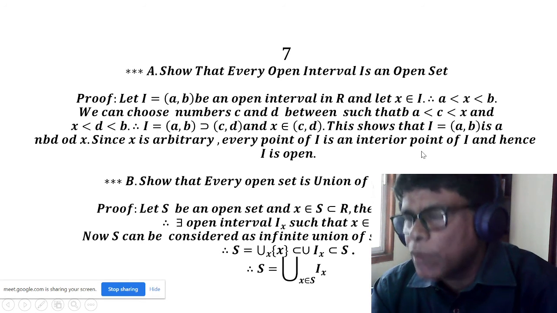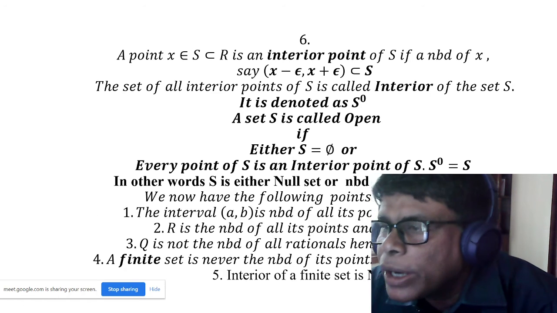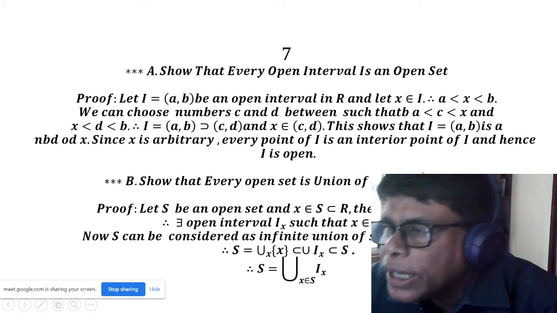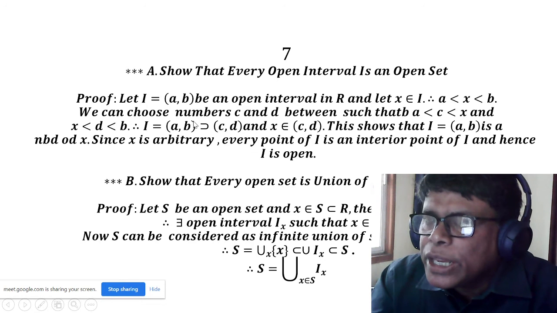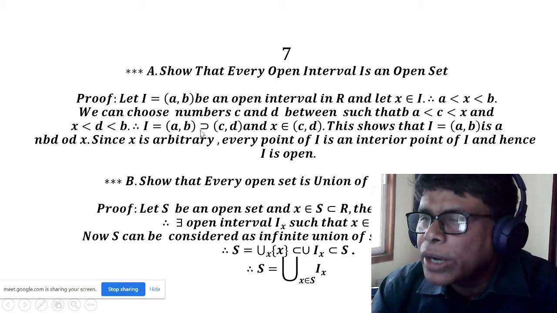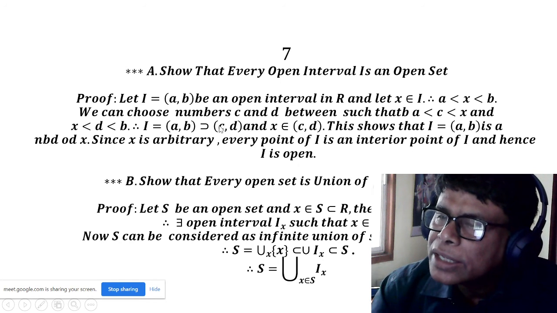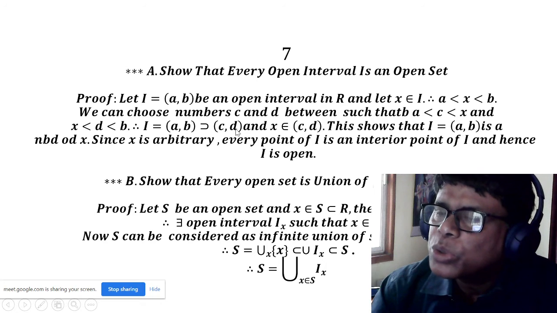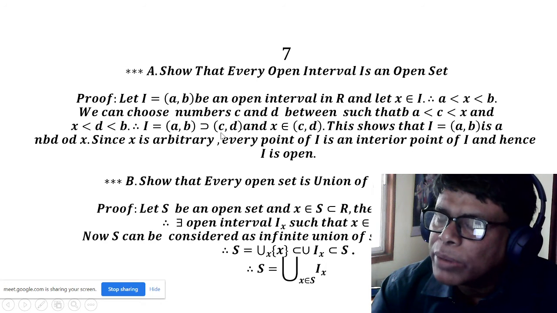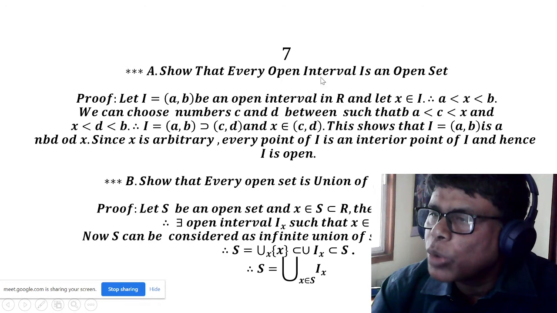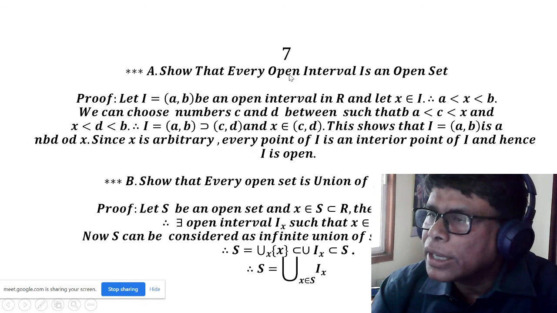A set is open if every point is an interior point. Any X is an interior point, but for each X you will get a different CD, and these are neighborhoods. So each point X has a neighborhood lying wholly within the set AB. So AB is an open set. So starting from the open interval, we are getting AB as an open set.